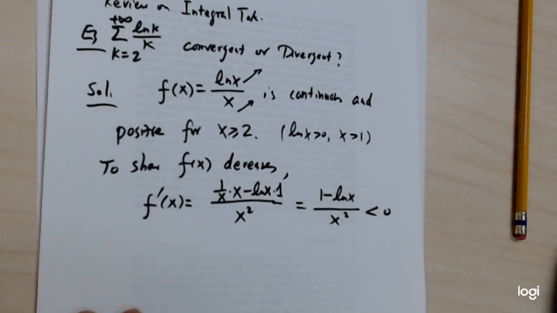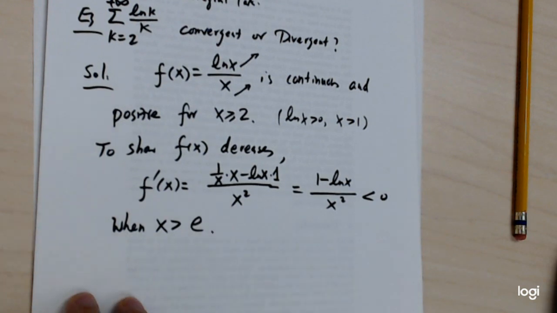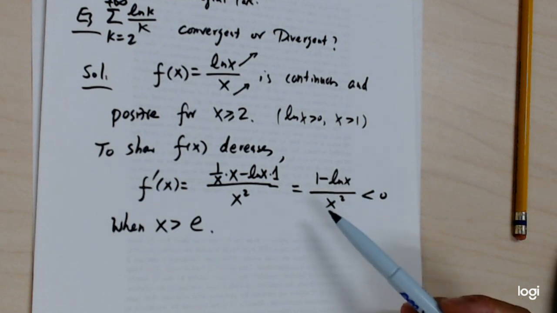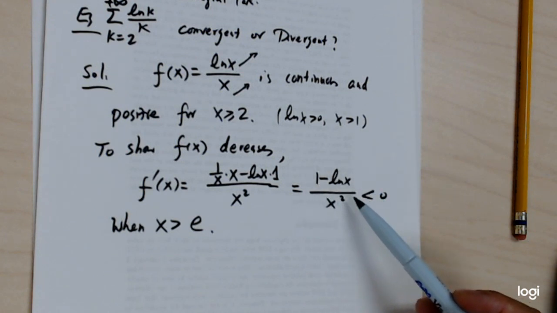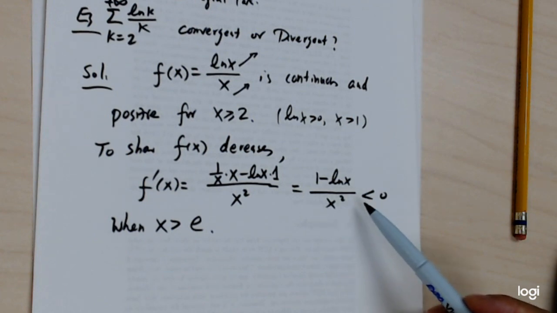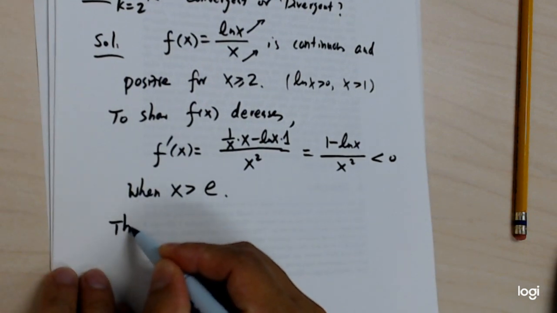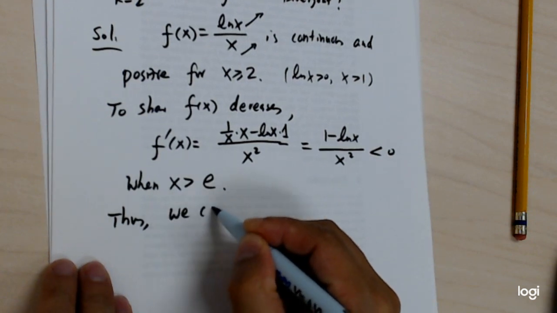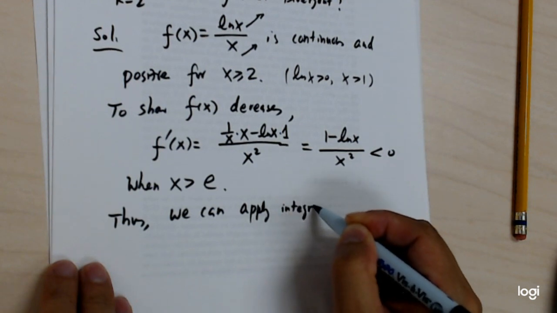So this will be negative when x is greater than the natural number e. When you plug in e here, 2.7 something, this one will be 1. Any number bigger than e will make ln x bigger than 1, and the sign of this fraction will be negative. So yes, it will be decreasing. Thus, we can apply the integral test.